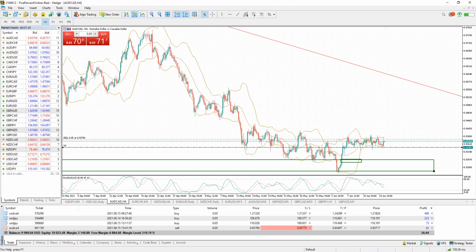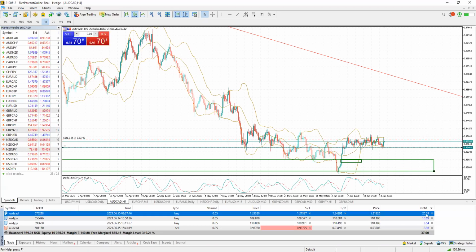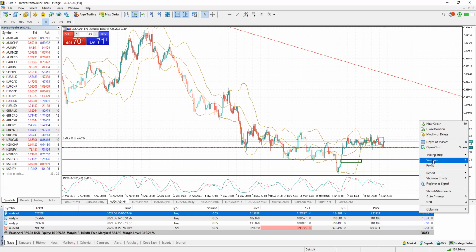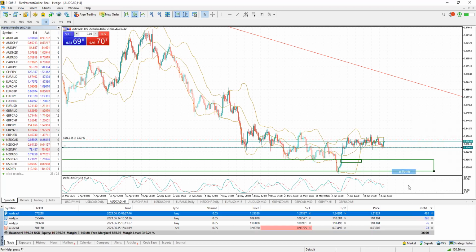Is your profit in pips or in dollars? Actually, it's in points. So that means here it's 49 pips. I think if I do that, it can be in money, but actually it's preferable to leave it like that. I think that's fine.